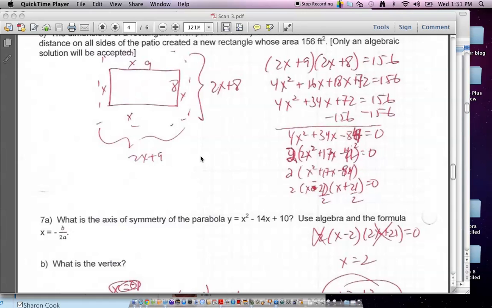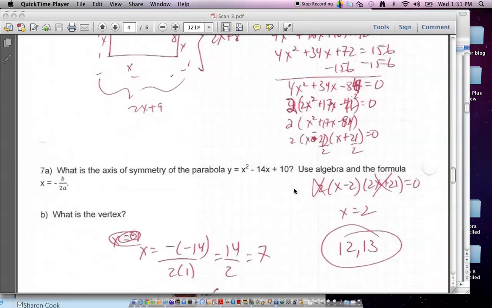I started this a little bit late, but I will come back to that whole point we did before in a minute or two. All right, so here's the problem where we are creating the pathway around the rectangle, and it works out that x is 2, and then you put them back in and you get 12 and 13.